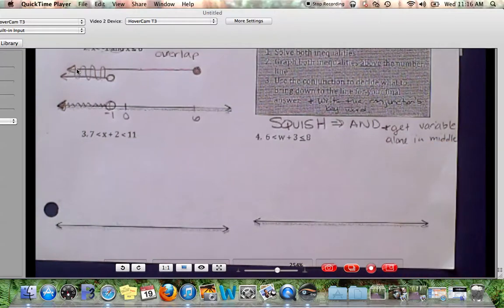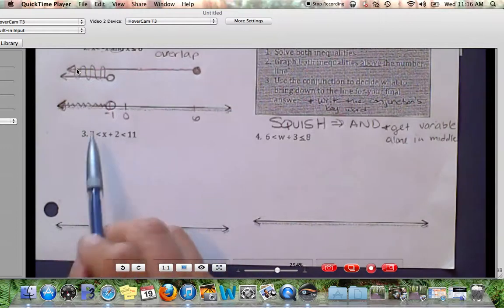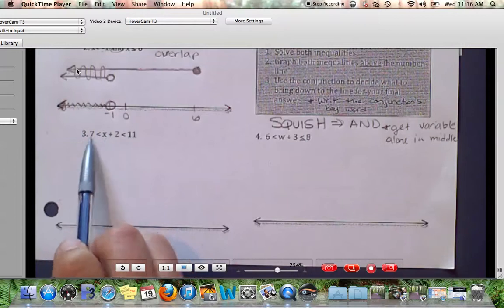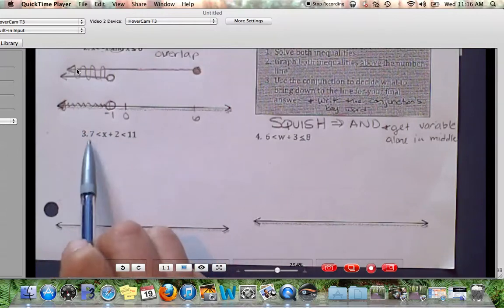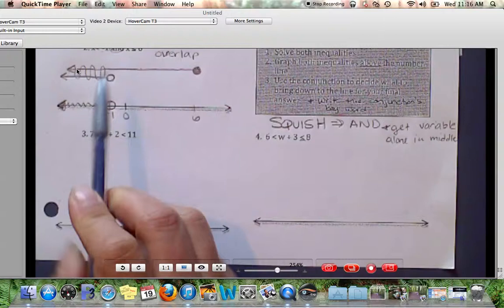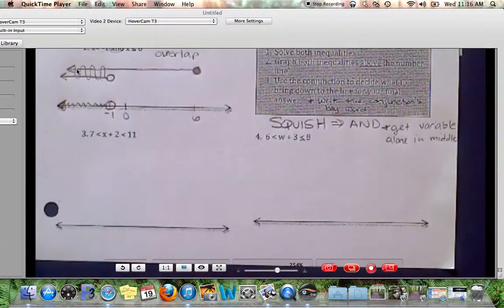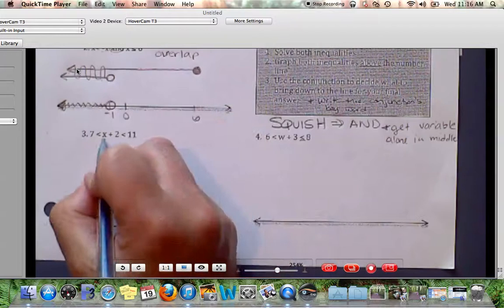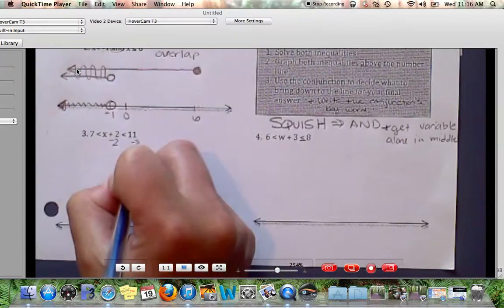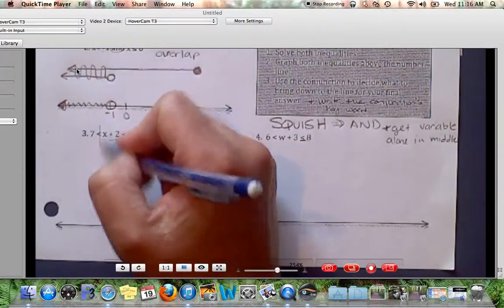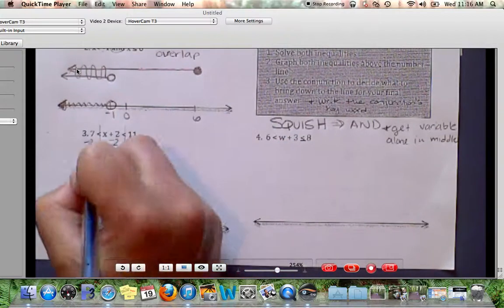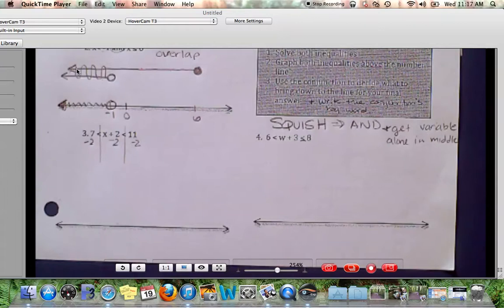Get the variable alone in the middle. So we have to understand that we've got to get this x alone in the middle, and we also have to understand that there's actually 3 parts to this inequality instead of 2 like there normally are, a left side and a right side. There's a left, a middle, and a right. So if I want to get x alone, of course I need to subtract 2. But you have to remember, you have to subtract 2 from the right, subtract 2 from the middle, and subtract 2 from the left because there are 3 sides here.